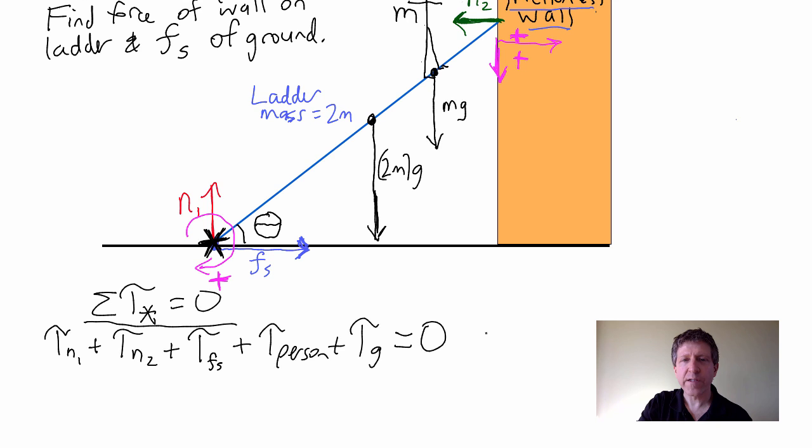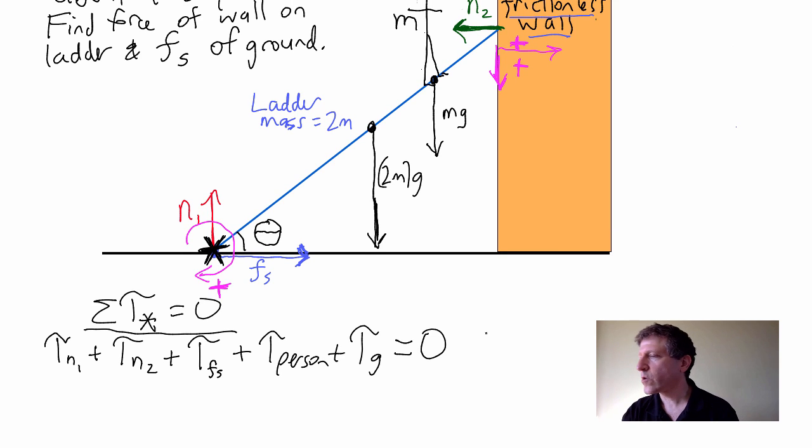Cool. Now, we can simplify this slightly because the torque due to N1 about this axis is 0. The r is 0. The displacement from the axis of rotation to where the force is applied is 0. Same for Fs. That's going to be 0 too. Notice that this is acting at that point as well. So the displacement from axis of rotation to point of force application is 0. Those are gone. N2 is exerting a torque, the person's exerting torque, and the weight itself is exerting torque.